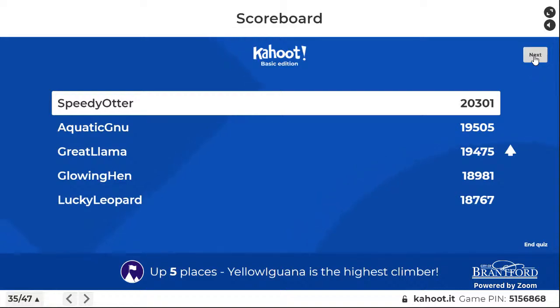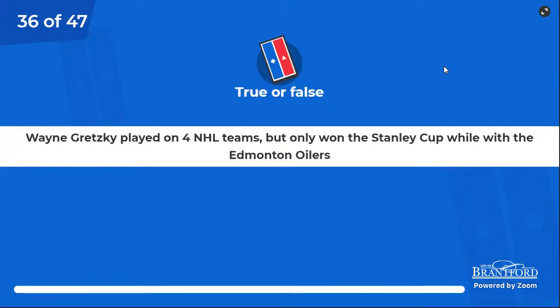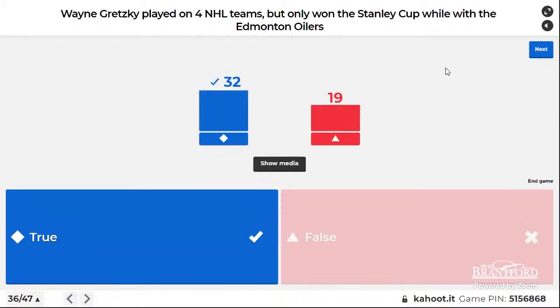Next question. Wayne Gretzky played on four NHL teams, but only won the Stanley Cup while on the Edmonton Oilers. Is this statement true or false? Couple more seconds on the clock. Yes, it's actually completely true. He only got Stanley Cups when he was with the Oilers.